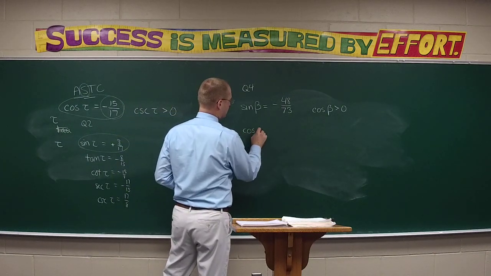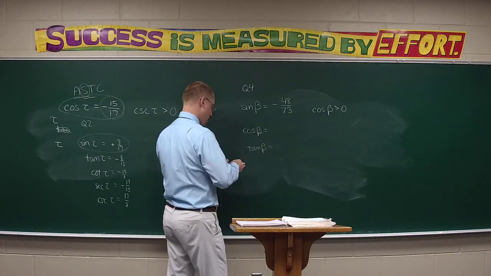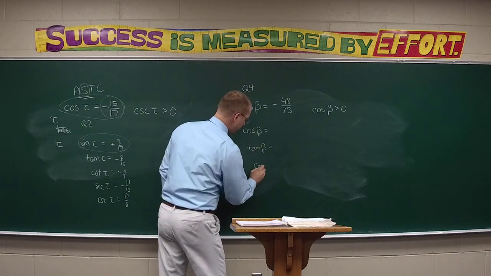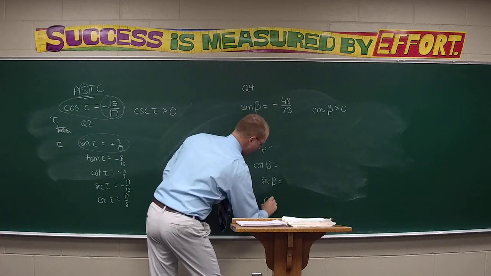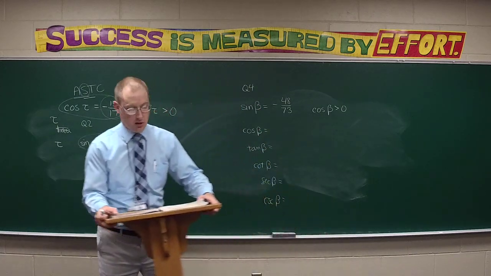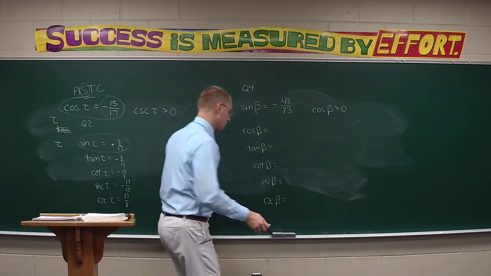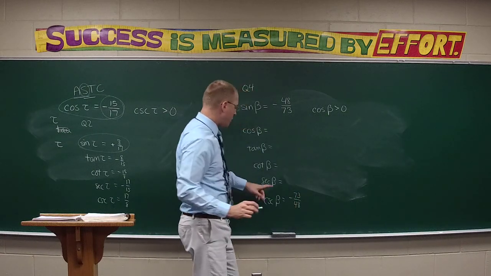Let's find the cosine of beta, the tangent of beta, the cotangent of beta, the secant of beta, and the cosecant of beta. Which one do we find first, Chris? Cosecant. What is it? Negative 73 over 48.